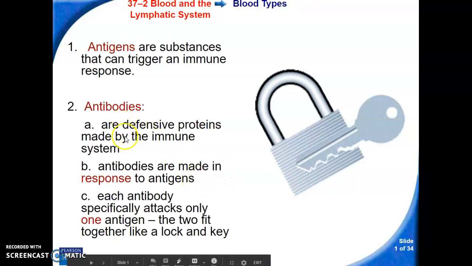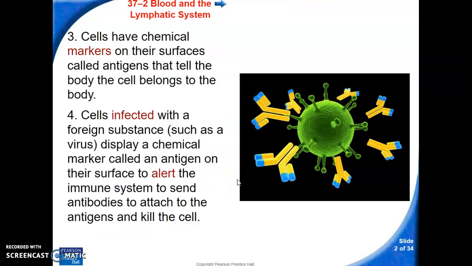So antibodies are defensive proteins that your immune system makes in response to antigens. And each antibody specifically attaches to only one antigen. They fit together like a lock and a key. So if this is the antigen, the lock, the key is the antibody. Now, cells have chemical markers on their surface called antigens.